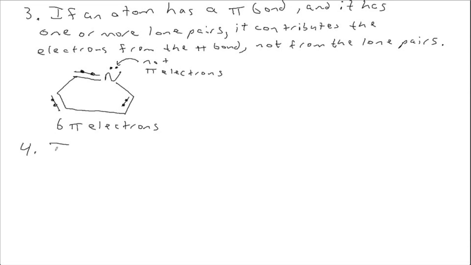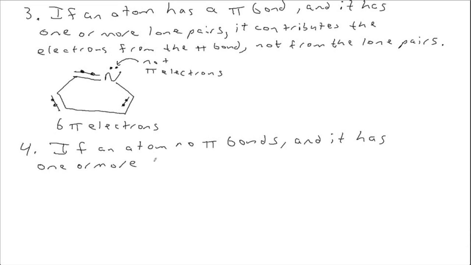Rule number 4. If an atom has no pi bonds and it has one or more lone pairs, it contributes 1 lone pair.